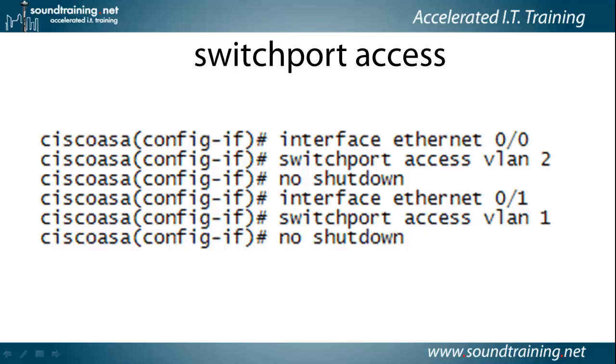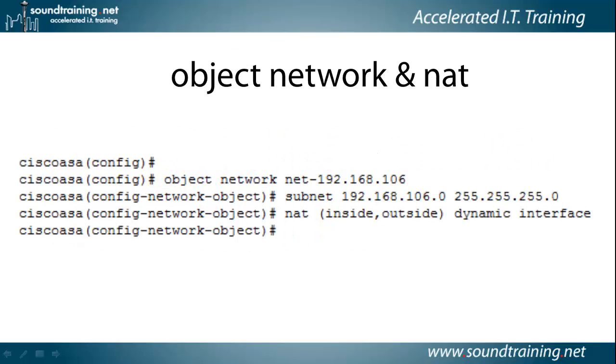Now we use the switchport access command. This again is on a 5505 to make our physical interfaces members of a VLAN. So we go to interface E0/0. We use the switchport access VLAN 2 command to make it a member of VLAN 2. We issue the no shutdown command to make sure to bring the interface up. Do the same thing except with Ethernet 0/1, we make it a member of VLAN 1.